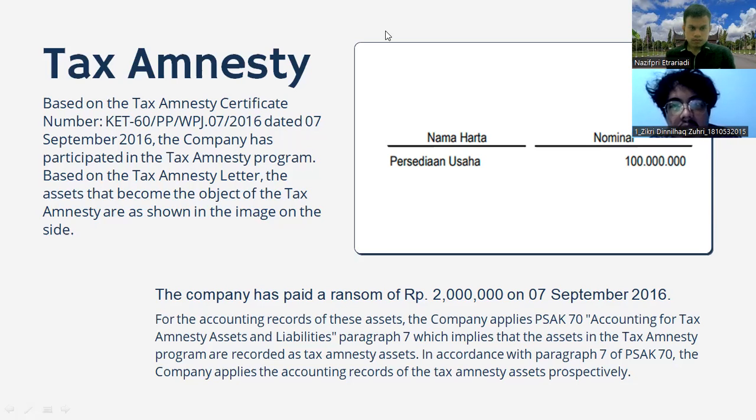We can see in the picture the asset names, for example business assets. So the company has paid a ransom of 2 million rupiah on 7 September 2016. For the accounting records of this asset, the company applies PSAK 70, accounting for tax amnesty assets and liabilities, in paragraph 7, which implies that the assets in the tax amnesty program are recorded as tax amnesty assets. In accordance with paragraph 7 of PSAK 70, the company applies the accounting records of the tax amnesty asset prospectively.